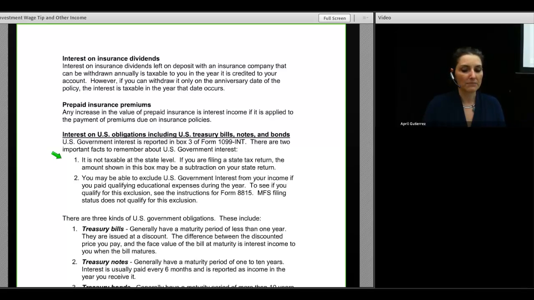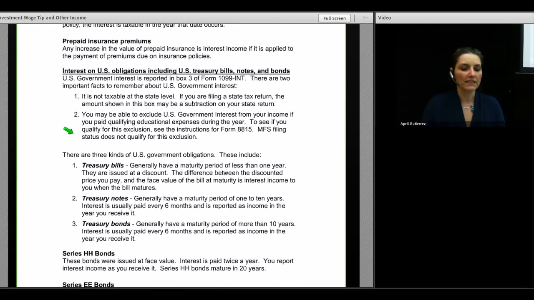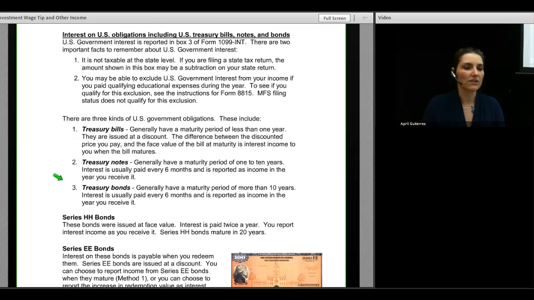It is not taxable at the state level, and if you are filing a state tax return, you may need to enter a subtraction on your state tax return to subtract that interest income out so that it doesn't get taxed. Then we have that you may be able to exclude the government interest from your income if you paid qualifying educational expenses during the year. To see if you qualify for this exclusion, see the instructions for Form 8815. By the way, the married filing separate status cannot exclude interest on U.S. government bonds.